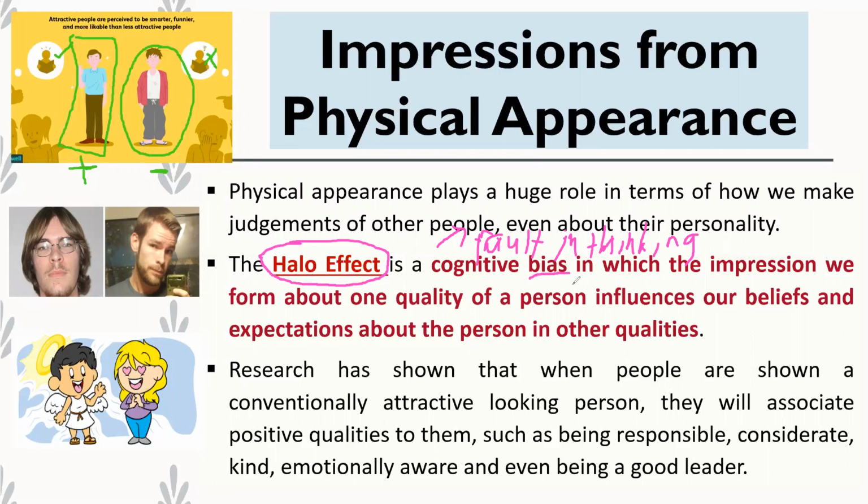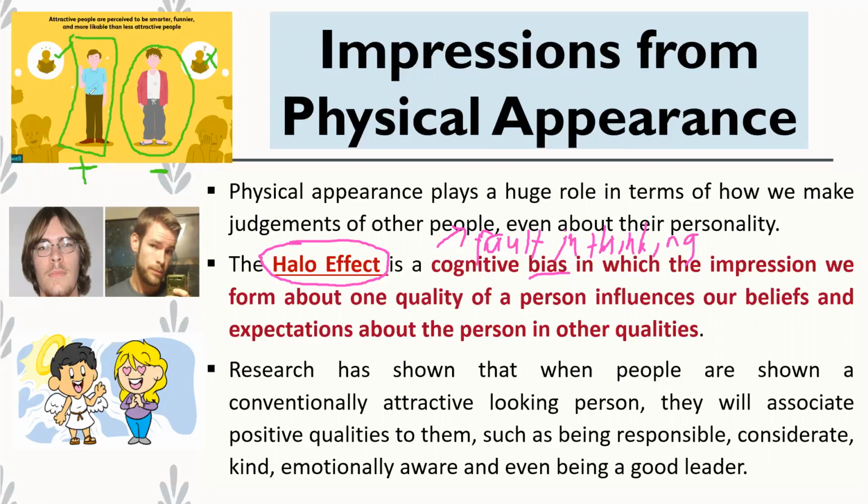So the halo effect is a cognitive bias in which the impression we form about one quality of a person, so I look at this guy and I'm like, yeah, he's pretty good looking, or he's pretty attractive, or he's pretty well presented, he looks very neat and clean and sharp, that impression that I make about that person influences my belief and expectations about the person in other qualities. So in terms of their personality or their actual characteristics of who they are.